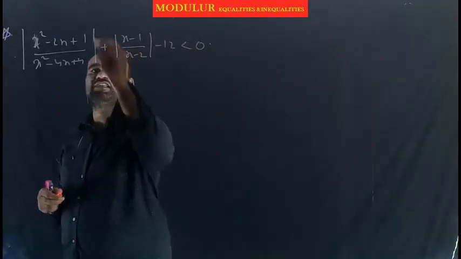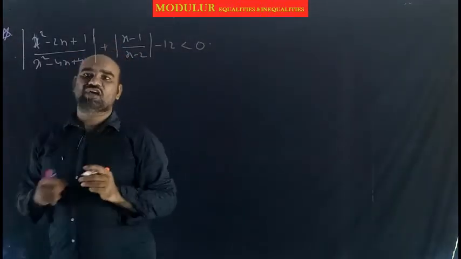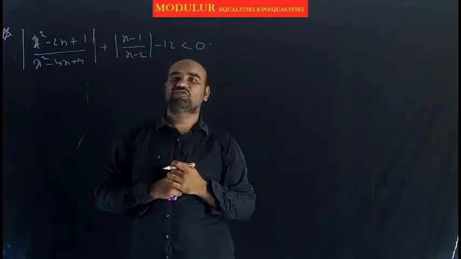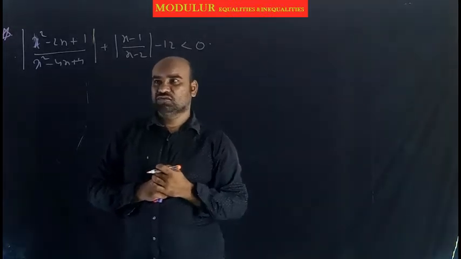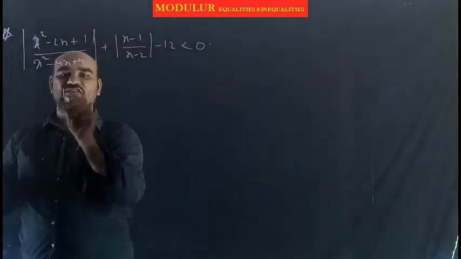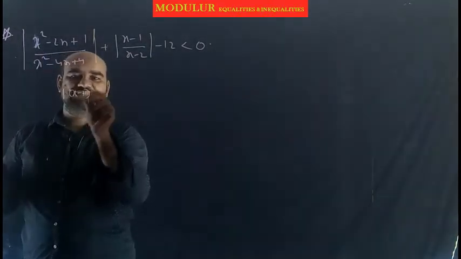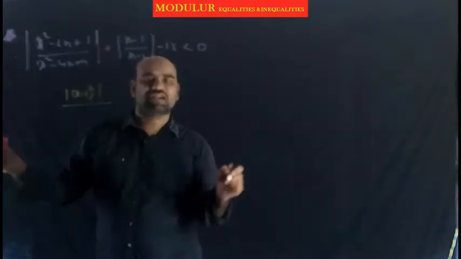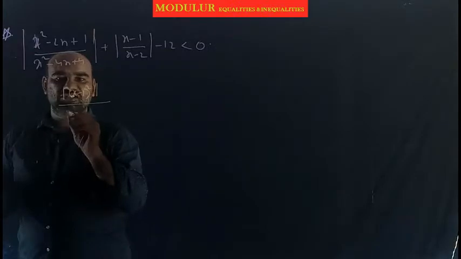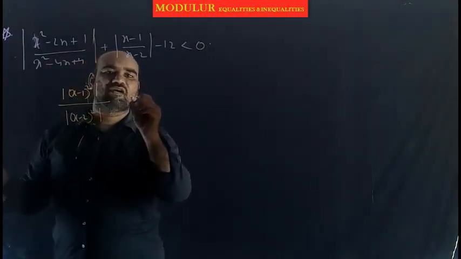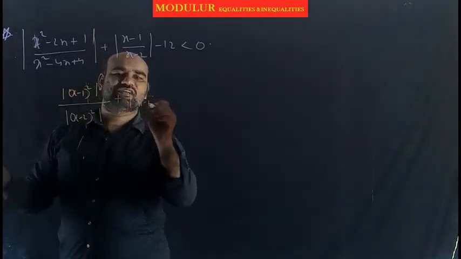Students, next problem. Modulus of (x square minus 2x plus 1) by (x square minus 4x plus 4) plus mod of (x minus 1) by (x minus 2) minus 12 less than 0. So, if possible, try to simplify it. This is (x minus 1) whole square only, and (x minus 2) whole square. Mod of a by b equals mod a by mod b under the condition b not equal to 0. So this is mod of (x minus 1) by mod of (x minus 2) square plus mod of (x minus 1) by (x minus 2) minus 12.